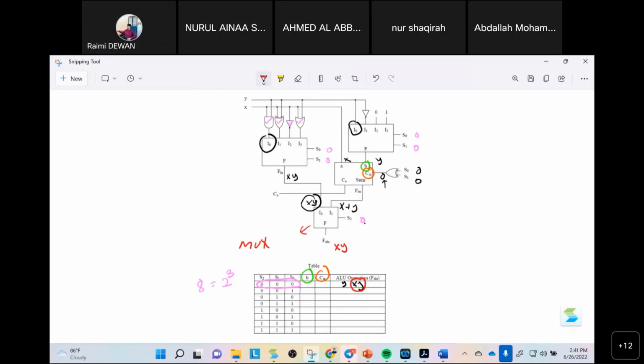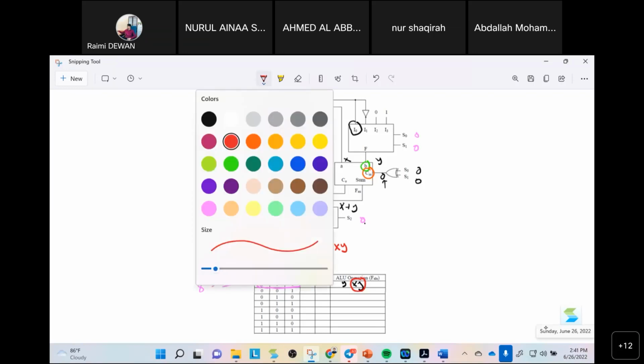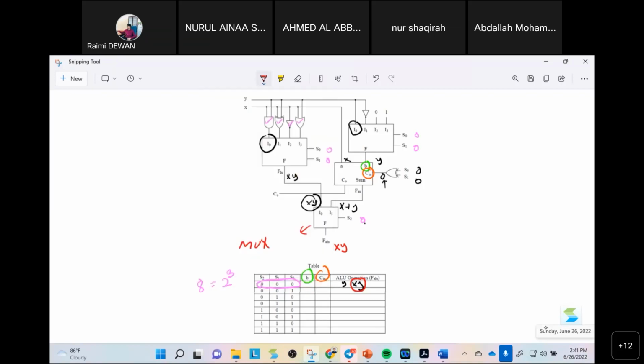Then I will give the answer for the rest, maybe not go through them because of the time. Let me give the answer first, and if you have a problem with any answer, you tell me. This one is X. You can check your answer. Y. And this one, X bar. And then X plus Y. If you have a problem, tell me.